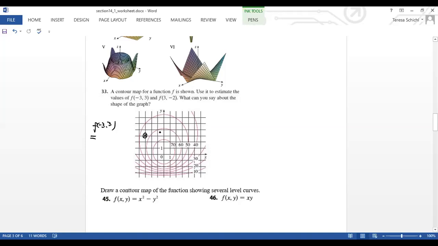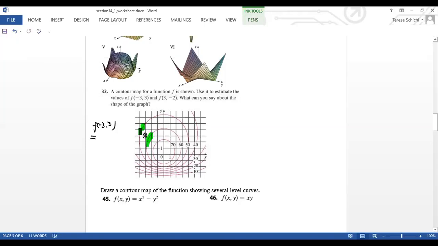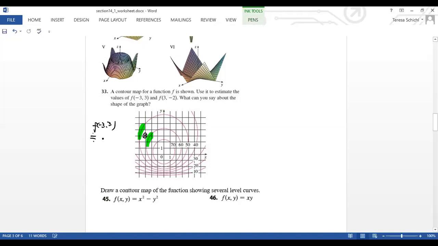As you can see, this point is between which two level lines here? This point is between these ones here, right? And these ones here. And this one is the level curve for 60. This one is the level curve for what? For 50. So they are right in between. So I say f of -3 and 3 is probably some value around 55.